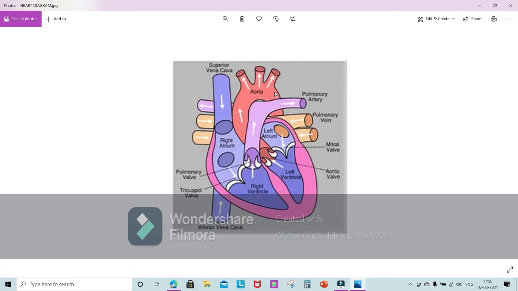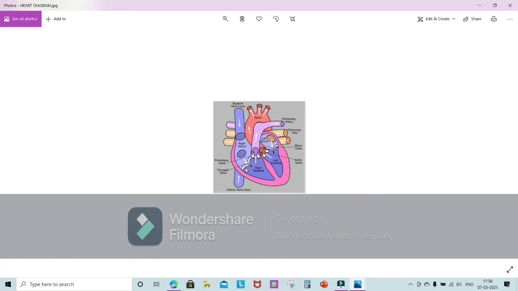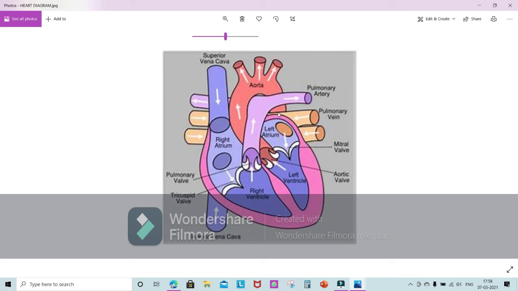We have the aorta, and we have our vena cava. We have left atrium, left ventricle, right atrium, right ventricle. We have certain valves mentioned, tricuspid and bicuspid. Bicuspid is not mentioned here, but we know, right? Tri and bicuspid valves are there. Okay, so let's see what's the process that's taking place.